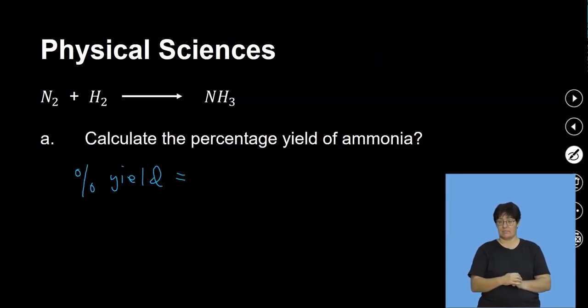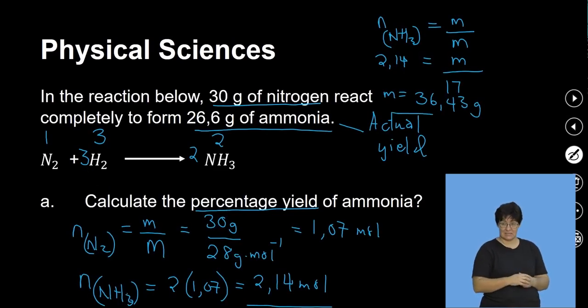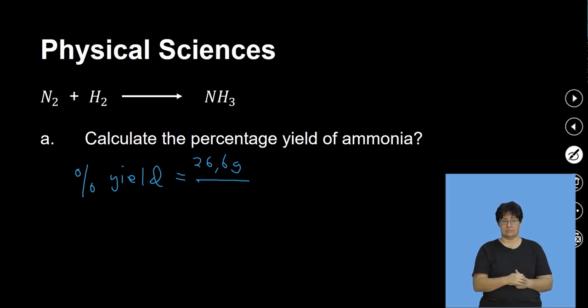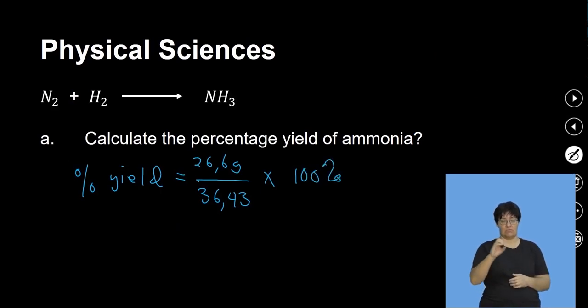So it's 26,6 grams. This is the actual. What did we expect? That's our theoretical yield. Our theoretical yield in this case is 36,43. So that's 36,43. We multiply this by 100. It will give us the percentage yield of ammonia.